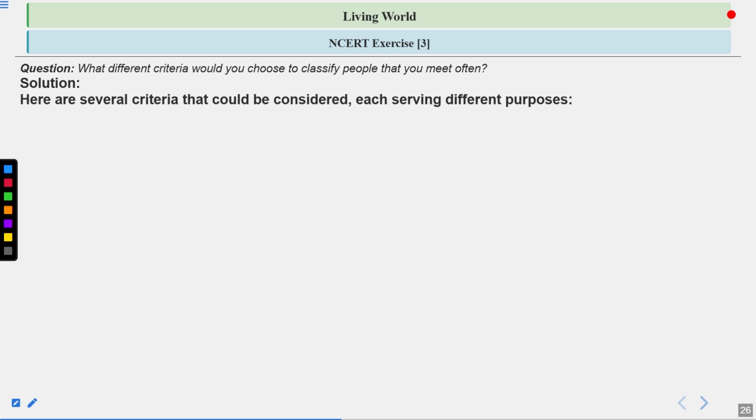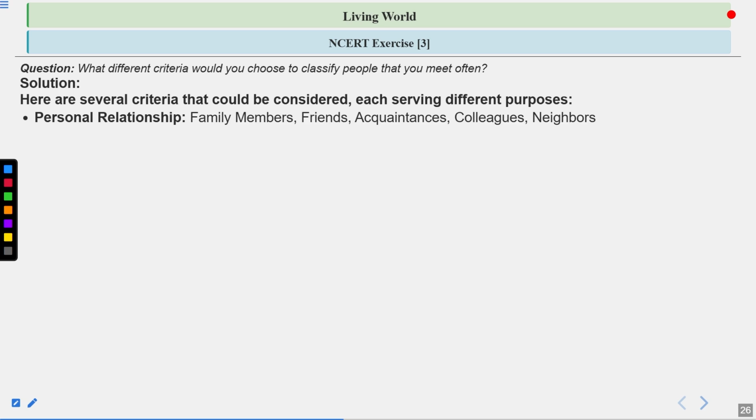First of all, here are several criteria that would be considered, each serving different purposes. First is the personal relationship. So you have certain personal relationships with your family members. Then you have relationships with your friends, acquaintances, colleagues and neighbors. Clear? So these are all personal relationships. You classify different people based on the personal relationship. So these people are quite close to you.